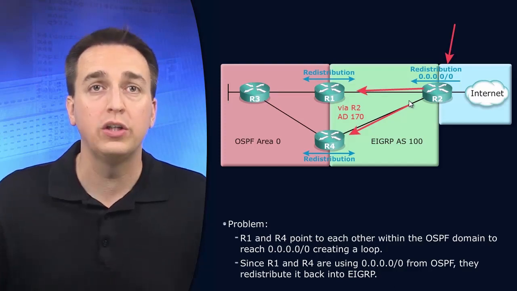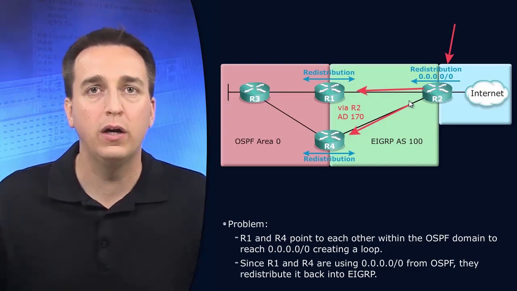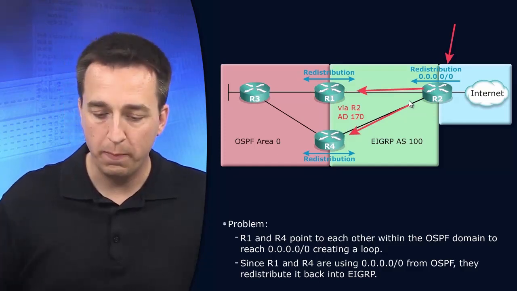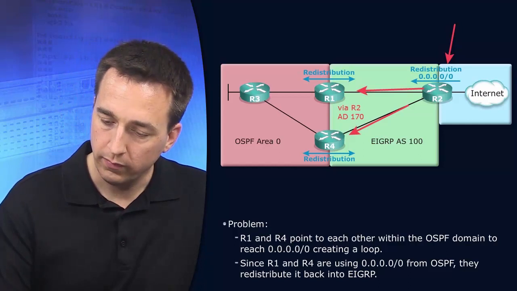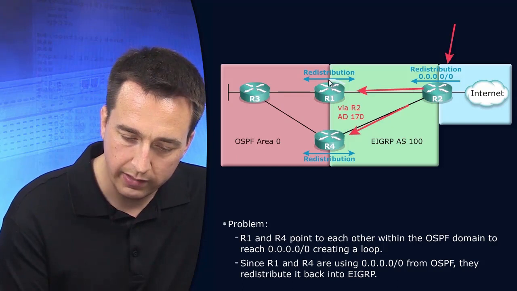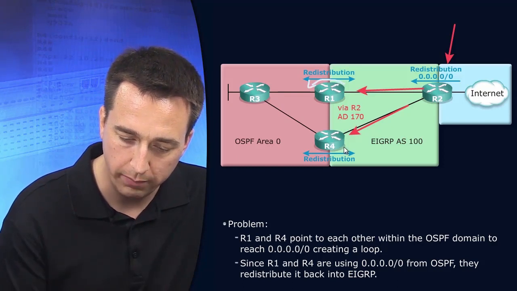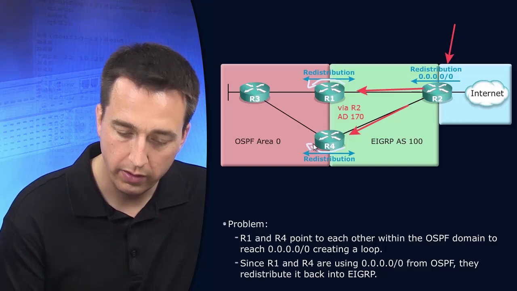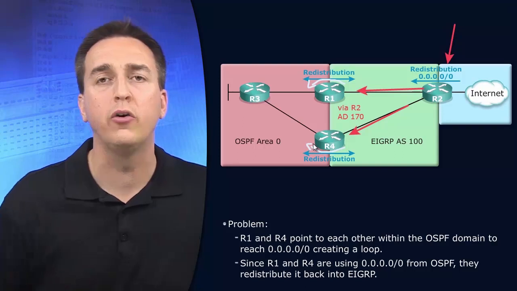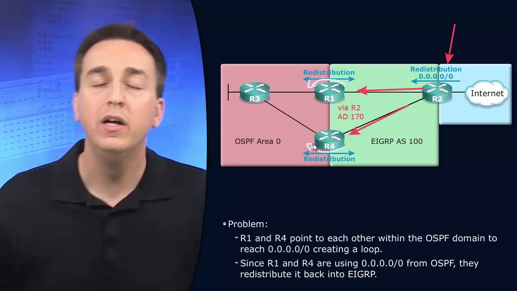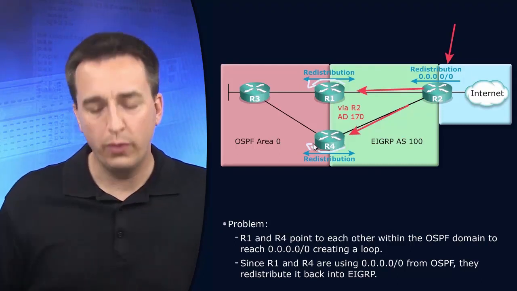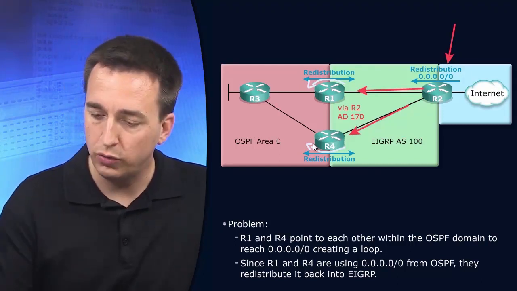R1 is going to install in its routing table the static default route pointing to R2, and R4 is going to install the static default route pointing to R2 as well. However, we are performing redistribution on R1 and R4, so that static default route is going to be redistributed into the OSPF process. And we want that to happen because we want R3 to be able to reach the internet as well. So now we are redistributing at these 2 points.